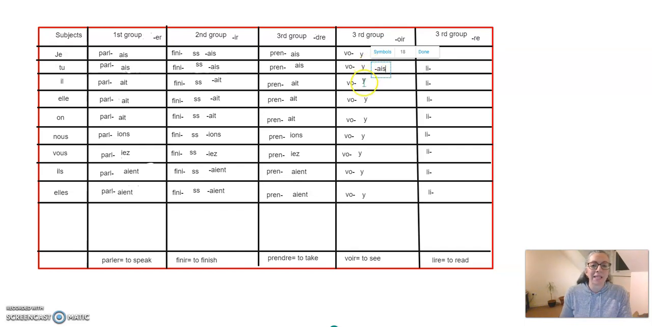And what we're going to do is add the endings of the imparfait that we've already seen in so many places. So we have AIS, AIS, and then AIT, AIT, AIT again, then IONS, and then IEZ, and then AIENT, AIENT. So: je voyais, tu voyais, il voyait, elle voyait, on voyait, nous voyions, vous voyiez, ils voyaient, and elles voyaient. So this is voir, to see.